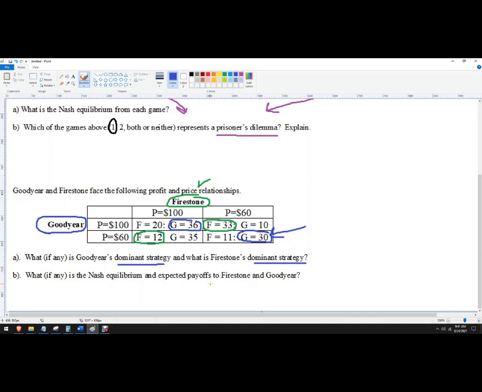So that's how to solve two of those games using a payoff matrix. They look a little bit different, so that's why I did those.